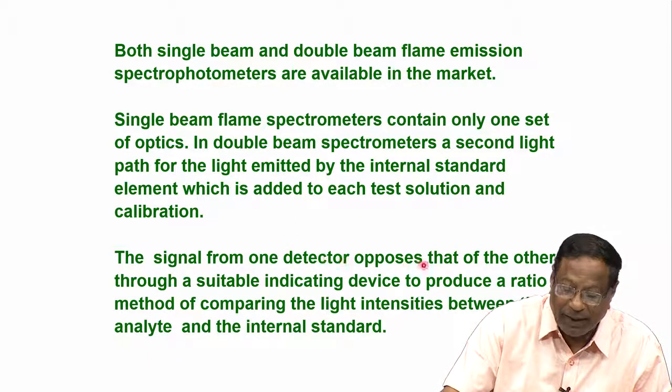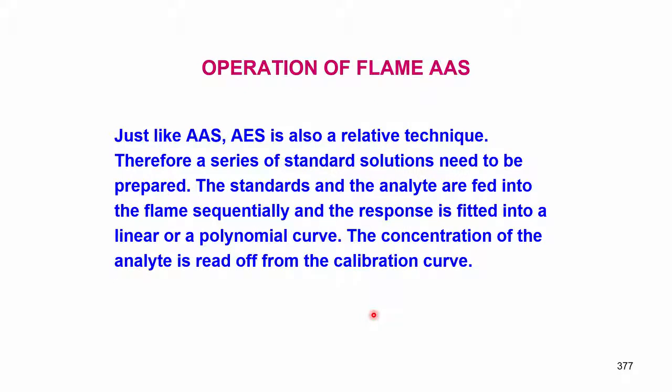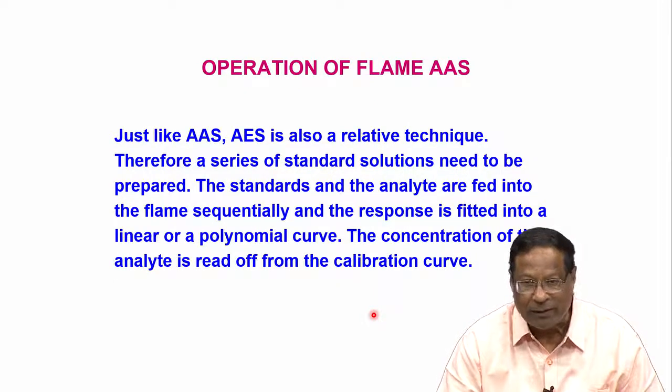So, the signal from one detector opposes that of the other through a suitable indicating device to produce a ratio method. That is a very simple standard technique in almost all spectrophotometers, including atomic emission, atomic absorption and spectrophotometry. So, that compares the light intensities between the analyte and the internal standard. So, how do we operate the atomic emission?